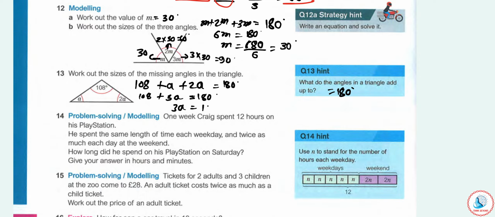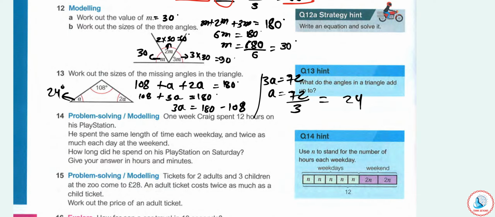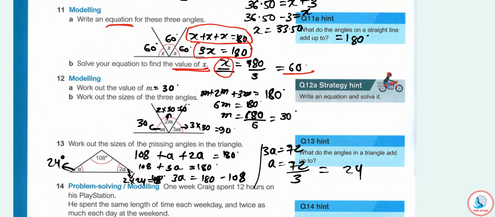So 3A is equal to 180 minus 108. 3A is equal to 72. So A is equal to 72 over 3. So 72 divided by 3 is 24. So this angle is 24 degrees and this is 2A. So 2 times 24 is 48. Okay, I hope it's clear.